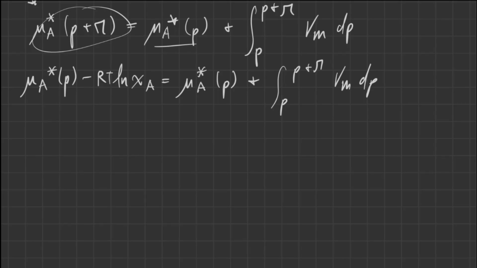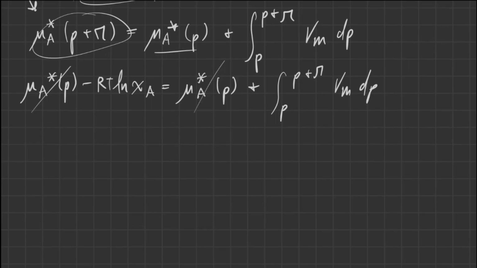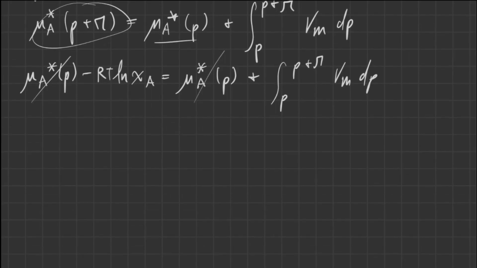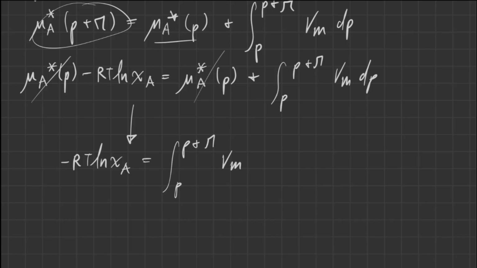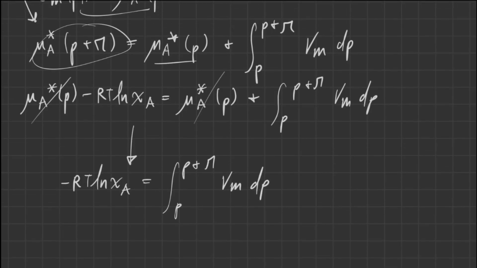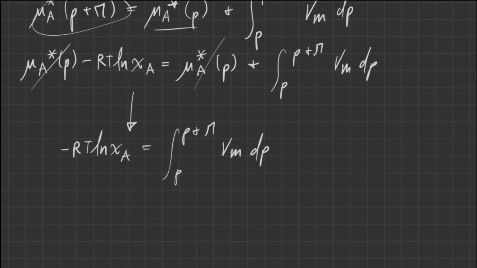So what you kind of want to recognize here is that this appears on both sides of the equation, and you can cross out this standard chemical potential term, and we can simplify to this: negative RT natural log of the molar fraction of A is equal to the integral of the molar volume of the solvent evaluated over P to P plus osmotic pressure with respect to partial pressure.